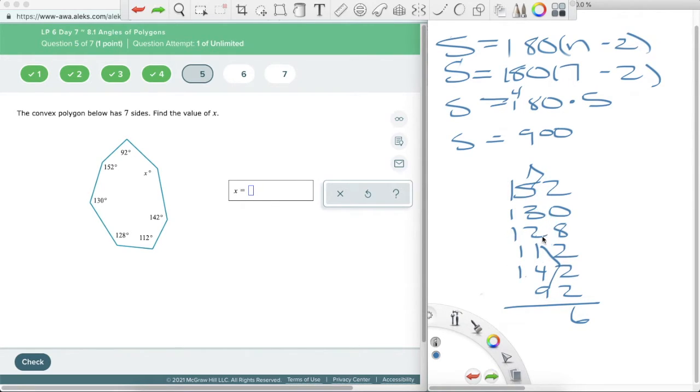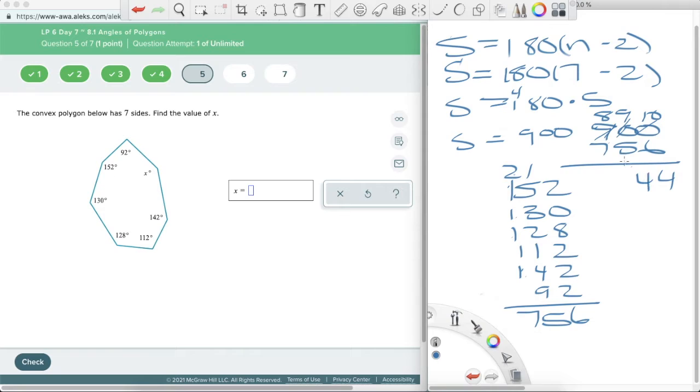Just kind of combining like terms. Or not like terms, but compatible numbers there. 1, 2, 3, 4, 5, 6, 7. So I have 756 of the 900. So I just need to subtract this because I need to know how much is left over. So I need to do some borrowing here so that I can figure this out. So I have 4 and 4 and 1. And that does look like a very obtuse angle. It looks pretty large. So 144 does seem reasonable there.